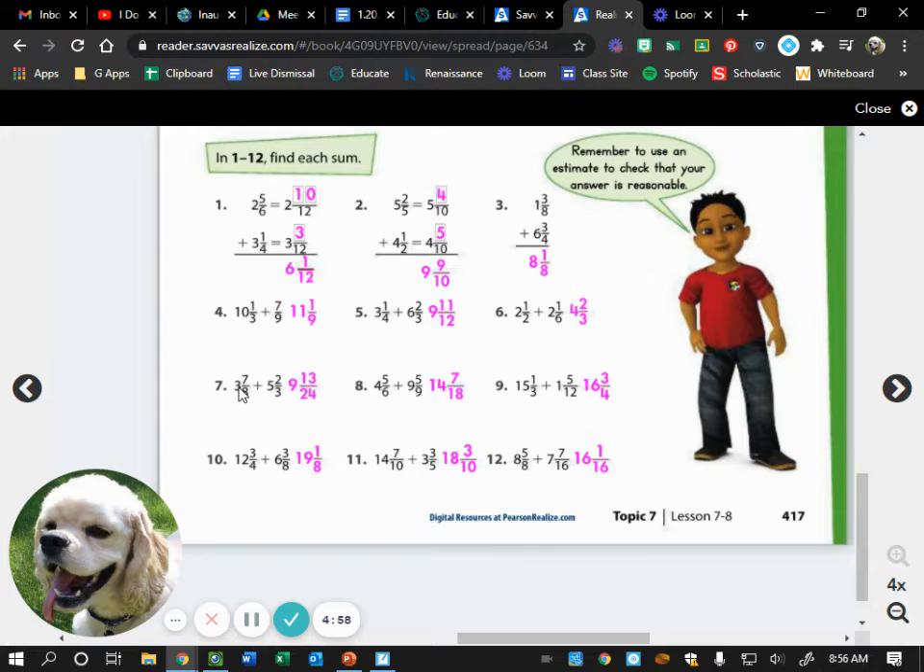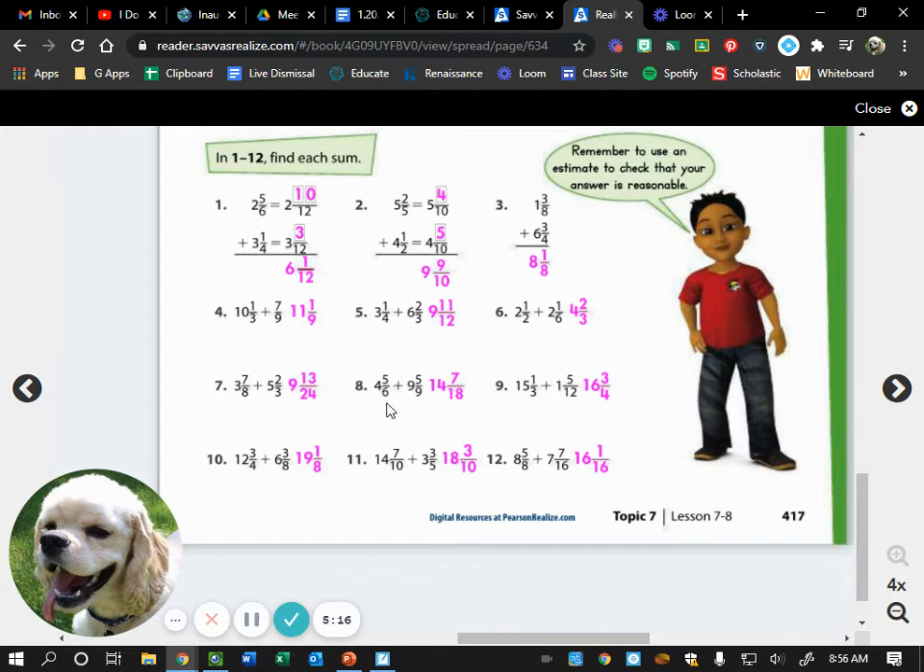And then we would add the 5 and the 3. So 5 plus 3 is 8, plus the 1 and 13/24, we would get 9 and 13/24. How many of you got 9 and 13/24 for number 7? How many of you got that? Okay. Finally, we had number 8.